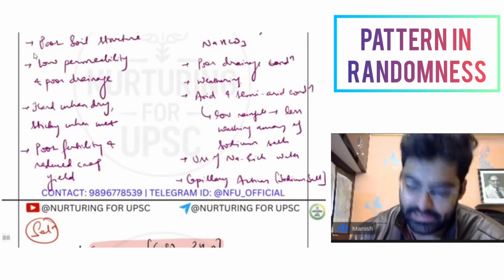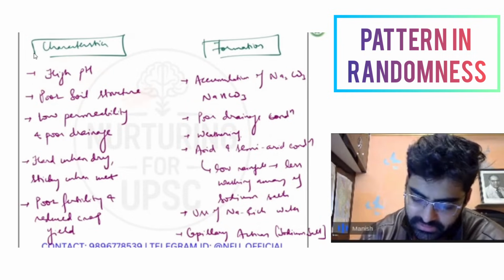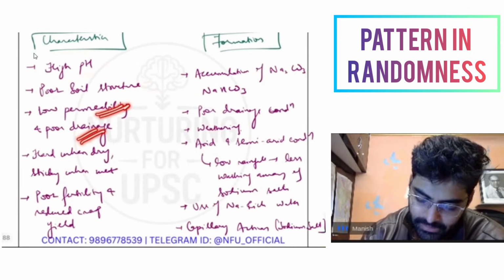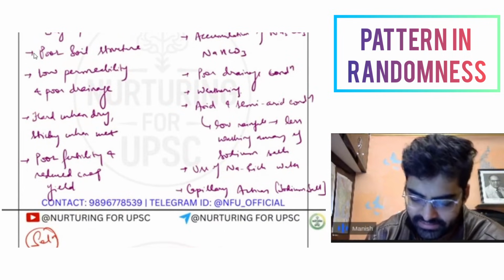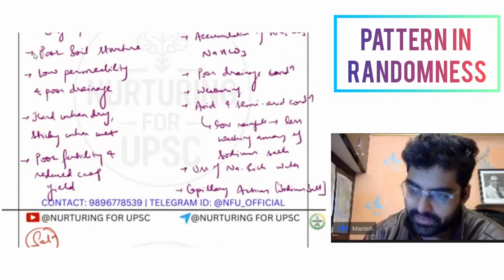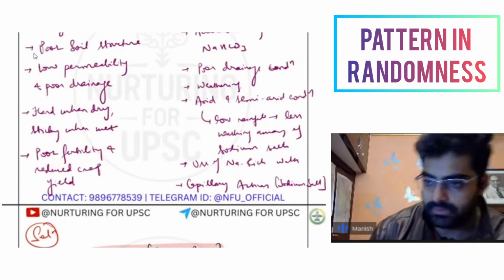So what are the characteristics? It has high pH, we all know. It has poor soil structure. These are basic points. Low permeability and poor drainage. It becomes hard when water concentration decreases, and sticky when it becomes wet. And it has poor fertility. That's the main problem which we encounter.